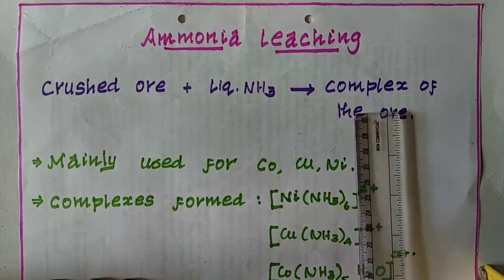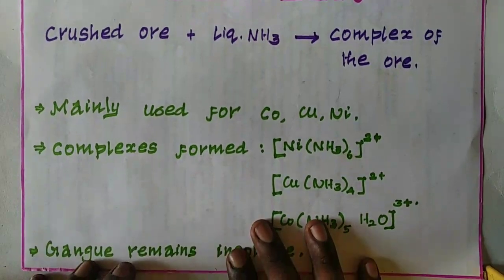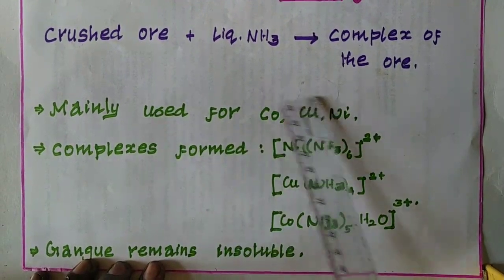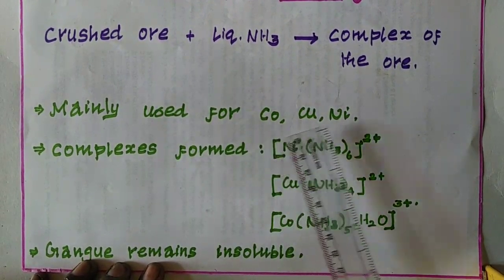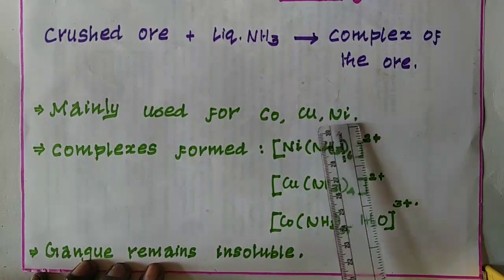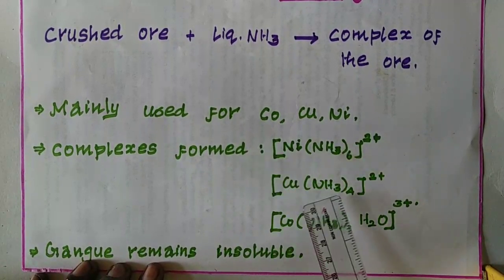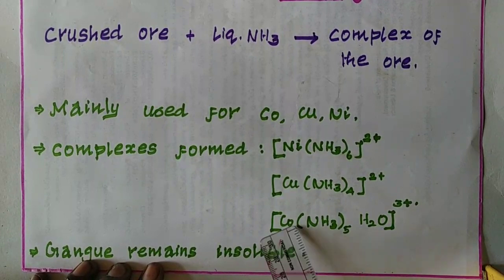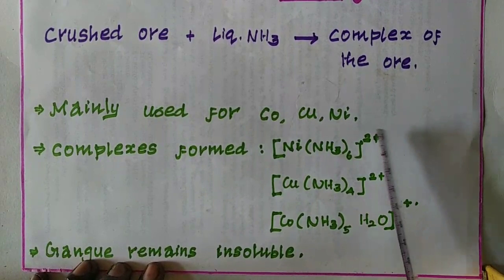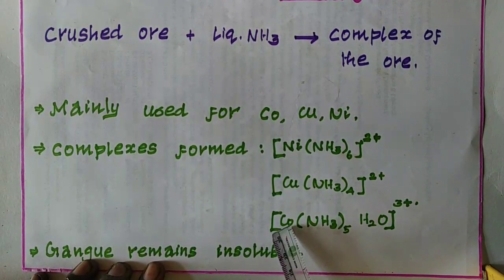So from the complex, what will be recovered? The metal will be recovered. Here there is no example given. Commonly, this ammonia leaching method is mainly used for the extraction of cobalt, copper and nickel. When cobalt, copper or nickel are allowed to react with ammonia, the complexes obtained are given here: hexammine nickel complex, tetrammine copper complex, pentammine cobalt complex. From these complexes, by allowing them to react with another metal, the nickel, copper and cobalt will be recovered.